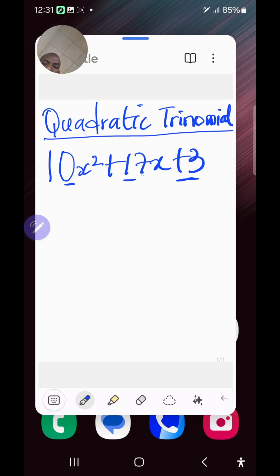We have 10x squared, we have 17x, and we have 3. This is why we call it a trinomial. It's called a trinomial because we have 3 terms. 1, 2, 3. Now I'm going to show you how to factorize.